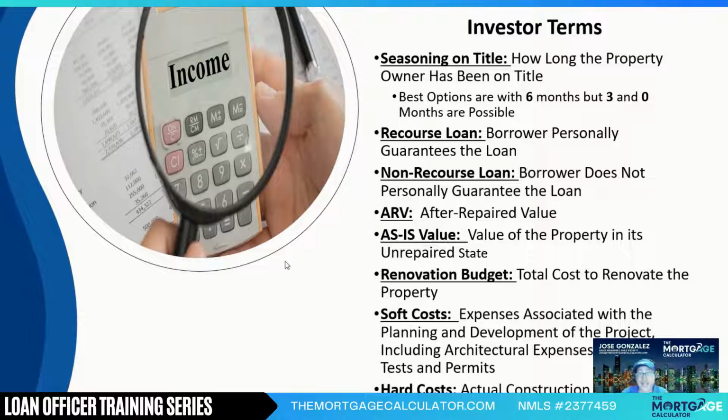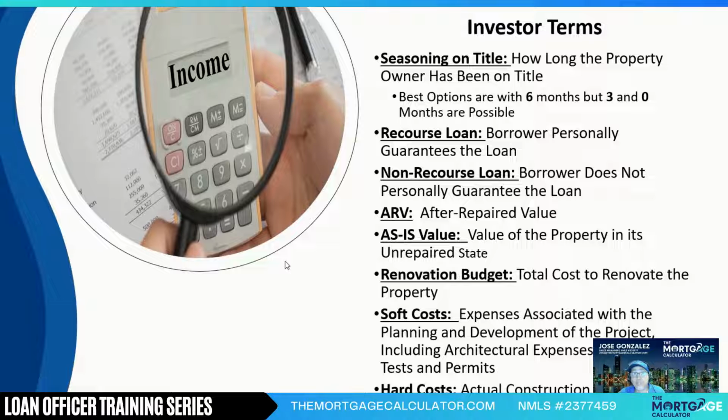That's a big deal for the flippers that are now holding the property. They're refinancing it to get that cash. It has to be a loan product that lets them use the current market value, the current appraised value, as the market value, instead of the purchase price plus renovation. So seasoning on title is key when dealing with your borrowers regarding the BRRRR process.